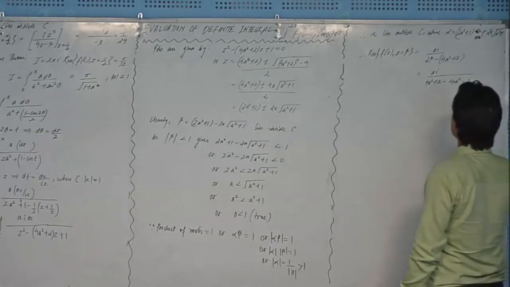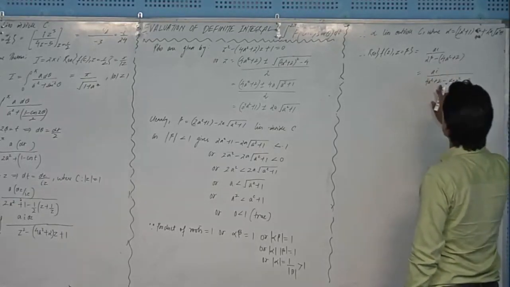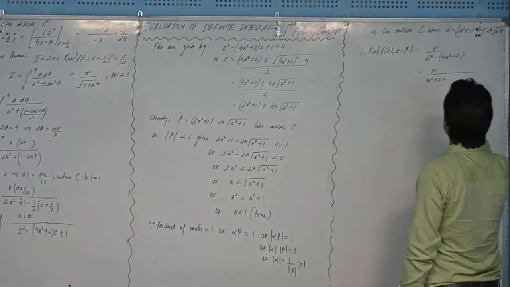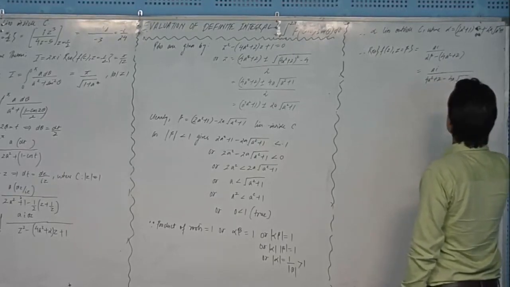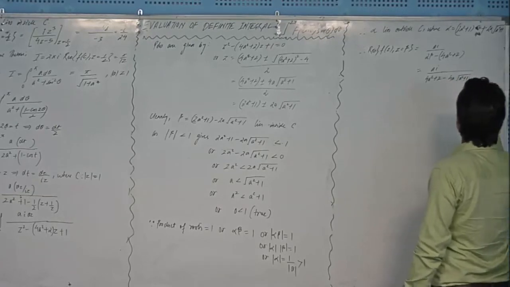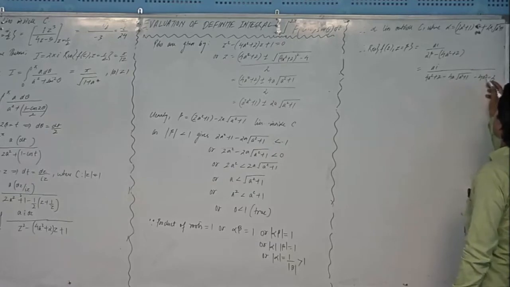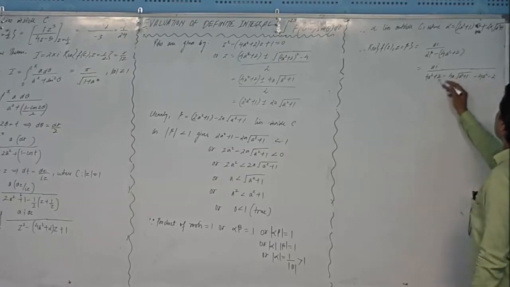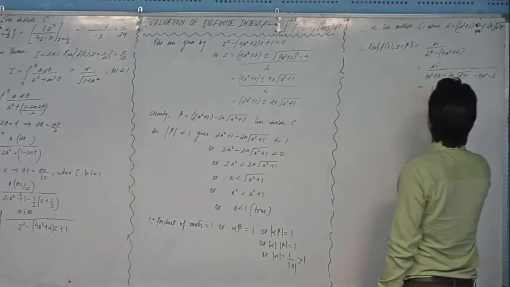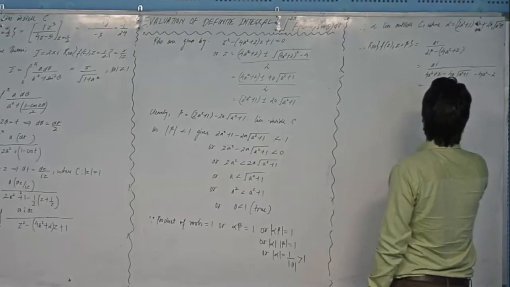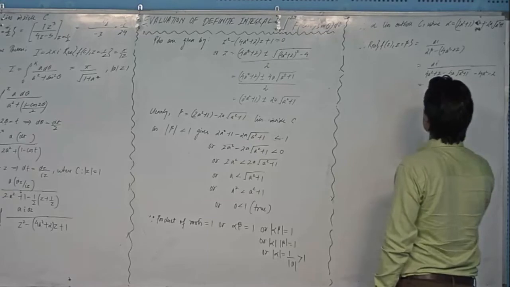The square root is also there, sorry. Twice of beta, minus 4a√(a² + 1), and this is minus 4a² minus 2. So 4a² will be cancelled, 2 and 2 will be cancelled, and we will be left with minus iota over 4√(a² + 1).